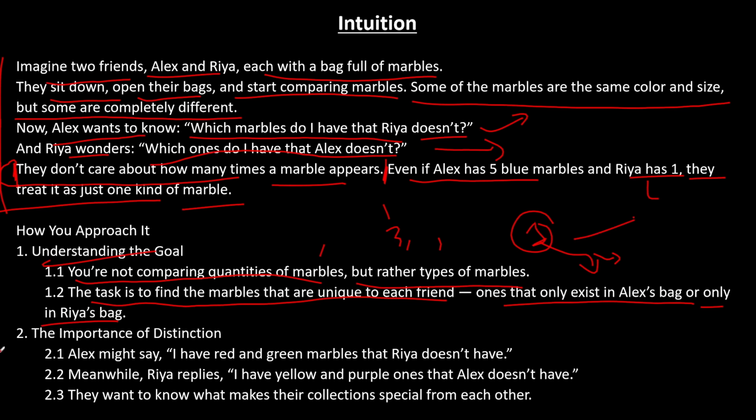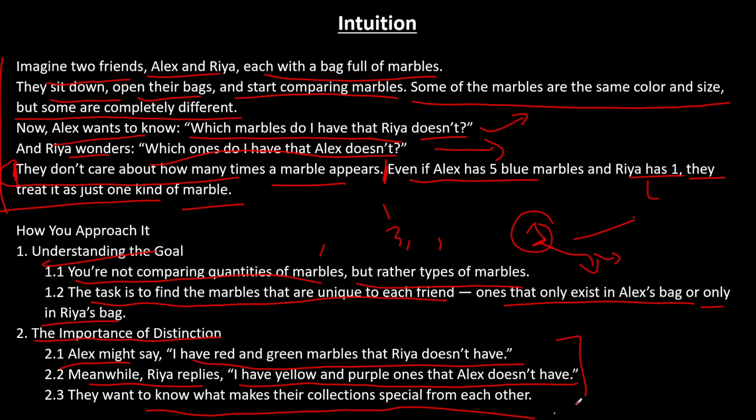Now, the importance of distinctions. Alex might say, I have red and green marbles that Ria does not have. Meanwhile, Ria replies, I have yellow and purple ones that Alex doesn't have. They want to know what makes their collections special from each other. So here, he has two unique marbles and she has two unique marbles. The output will be, in Alex's case, green marbles and red marbles, and for Ria's, yellow and purple marbles. I hope you understood this intuition and how we're building it.